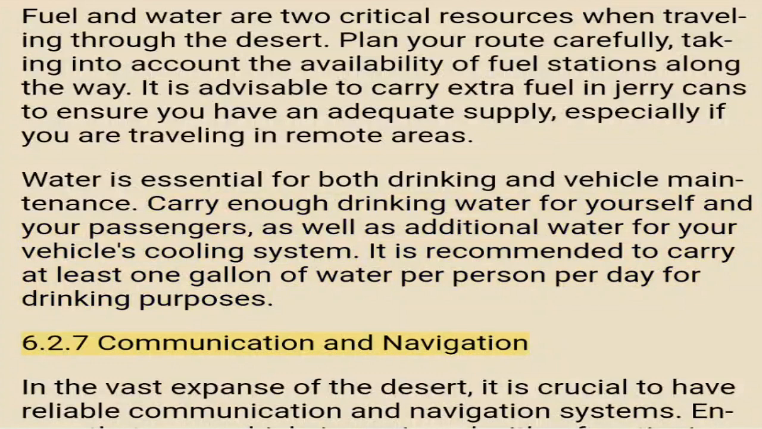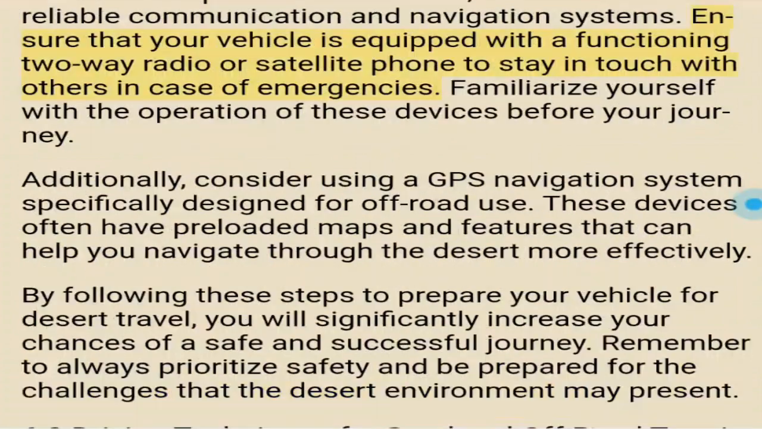6.2.7 Communication and navigation. In the vast expanse of the desert, it is crucial to have reliable communication and navigation systems. Ensure that your vehicle is equipped with a functioning two-way radio or satellite phone to stay in touch with others in case of emergencies. Familiarize yourself with the operation of these devices before your journey. Additionally, consider using a GPS navigation system specifically designed for off-road use. These devices often have preloaded maps and features that can help you navigate through the desert more effectively.